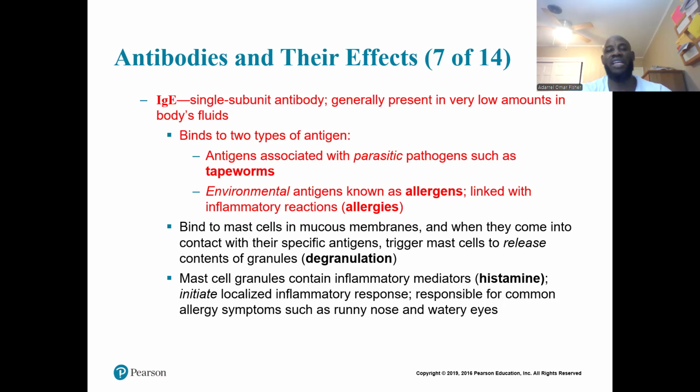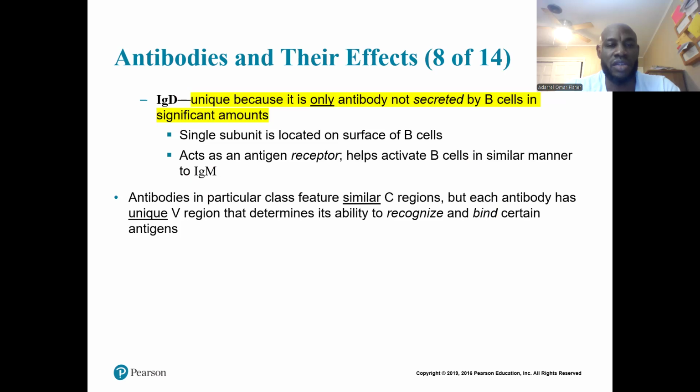E is a single subunit antibody in very low amounts, and it binds 2 types of antigen: parasitic pathogens such as tapeworms, and allergens, environmental antigens. D is unique because it's the only antibody not secreted by B cells in significant amounts. It's a single subunit located on the surface of B cells. It helps activate B cells, similar to IgM.